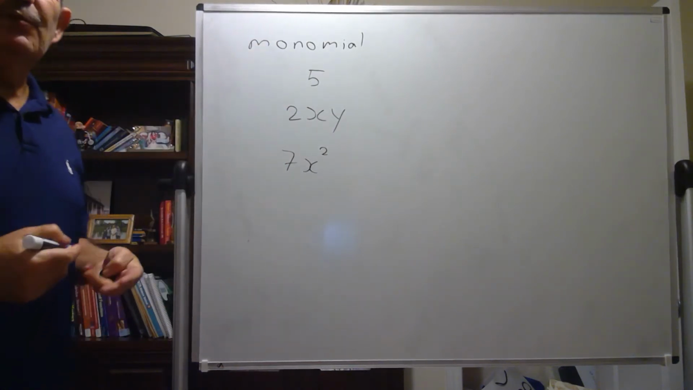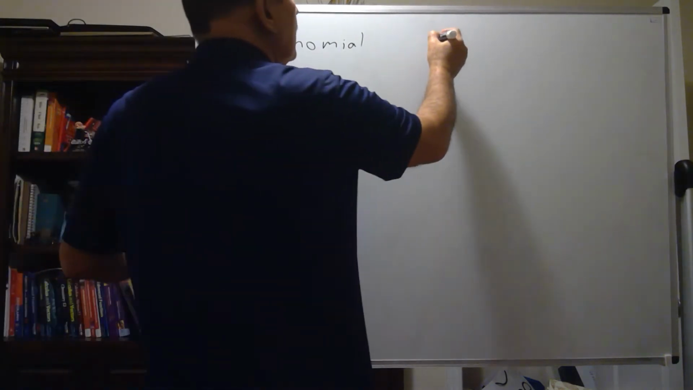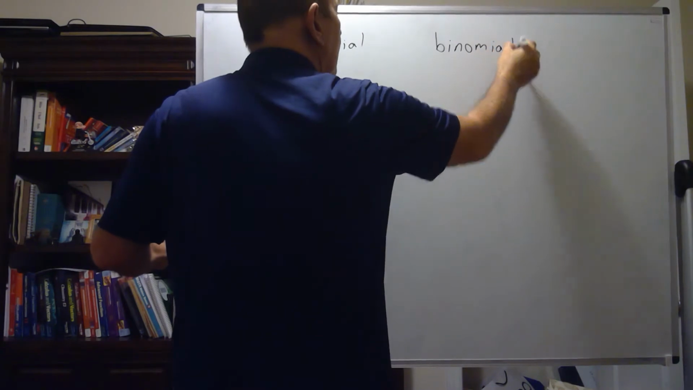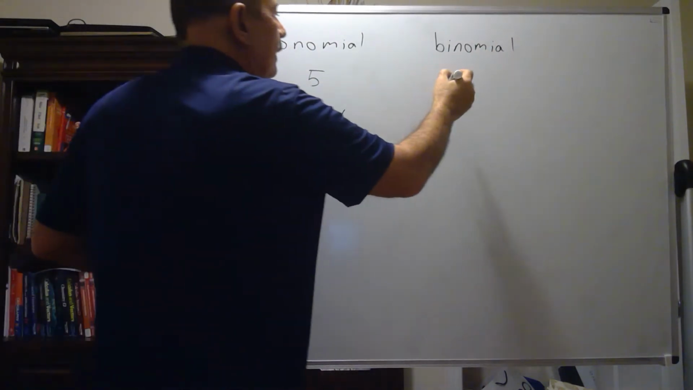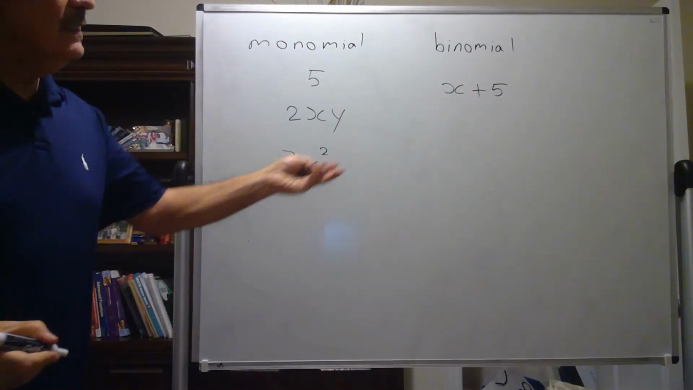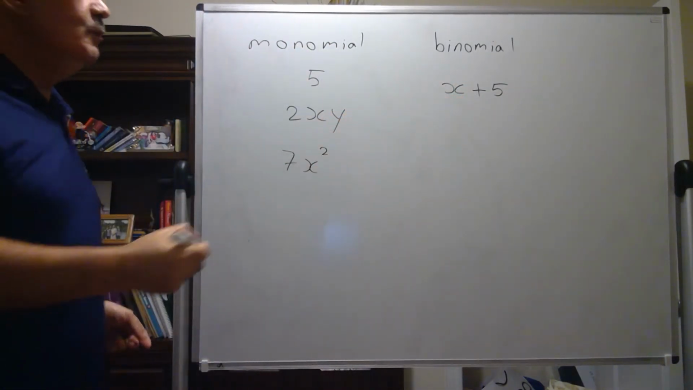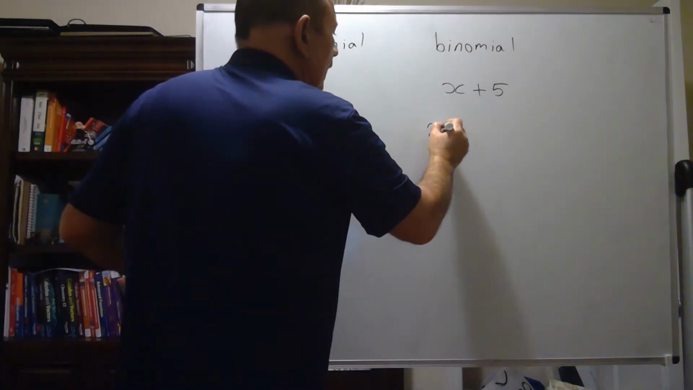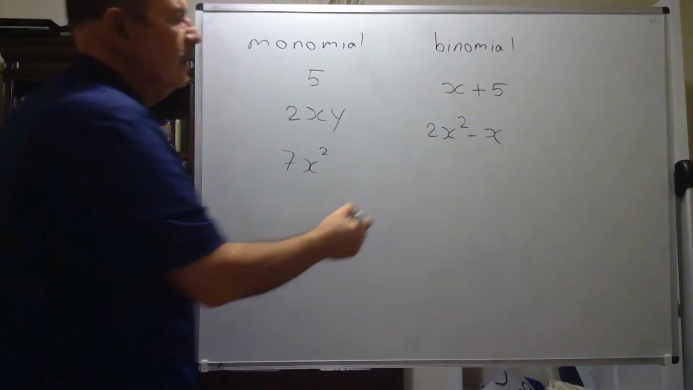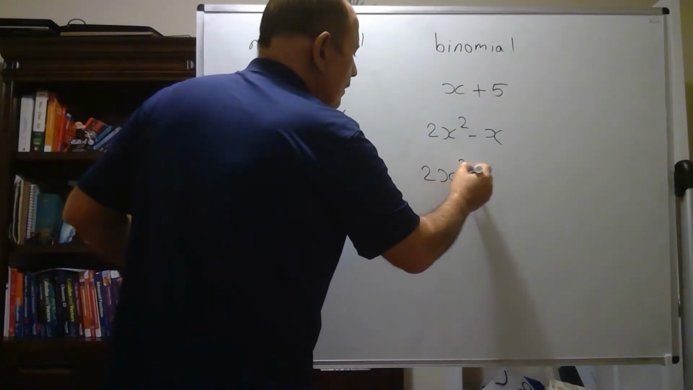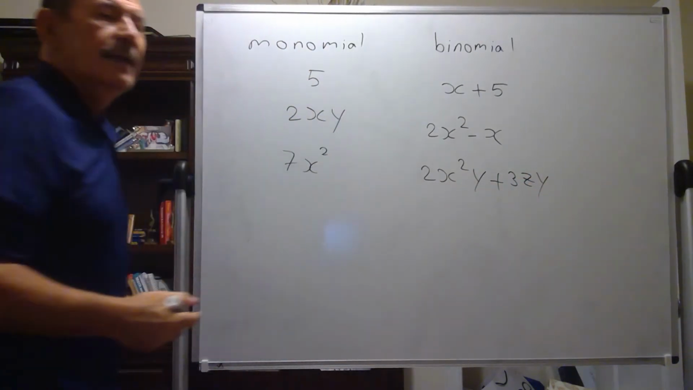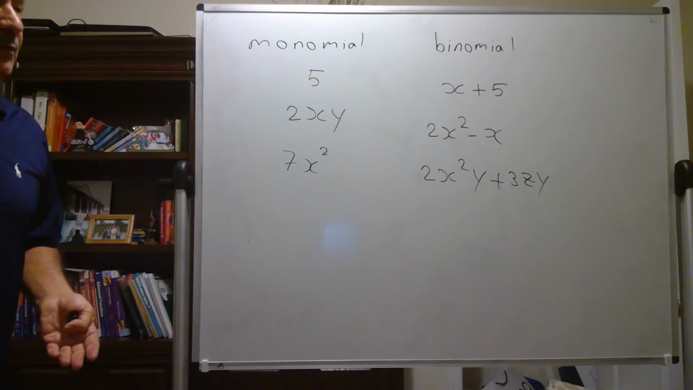Any expression with two terms, we call it binomial. As an example, x plus 5. This is an expression with two terms. We call it binomial. Or 2x squared minus x. Again, is a binomial. Or 2x squared y plus 3zy. Again, it has two terms, we call it binomial.